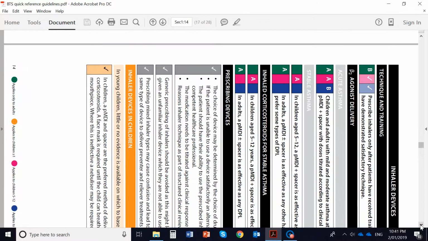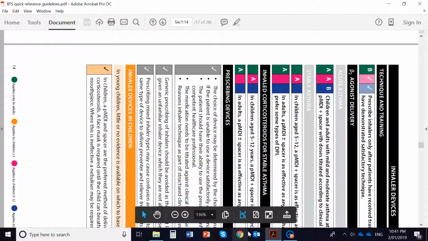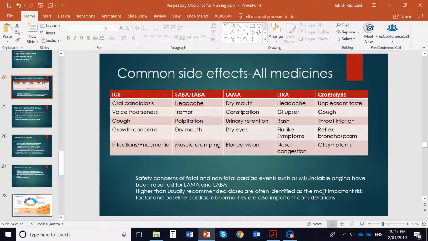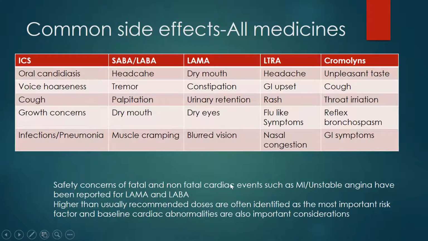Now, what I would like to do here is quickly go through the side effects of the rest of the medicines. So let me bring the slides up. I've made it even more concise, so that's all you need to worry about in terms of side effects of these medicines. We know there's inhaled corticosteroid, SABA and LABA, which share pharmacological action, so they have quite similar side effects. LAMA, which is long-acting muscarinic antagonist, we are going to discuss shortly in COPD. Leukotriene receptor antagonists, which is basically one drug, montelukast, and cromolyn.